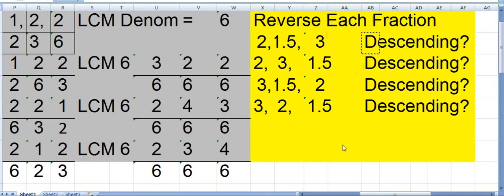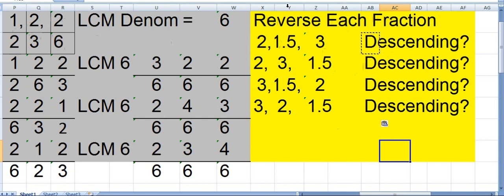Here, what you do is a simple thing. Reverse each fraction, meaning 1 upon 2, make it 2. 2 upon 3, make it 3 upon 2. What is 3 upon 2? 3 divided by 2 is 1.5. 2 upon 6, make it 6 upon 2. It is 3. So 2, 1.5, 3.